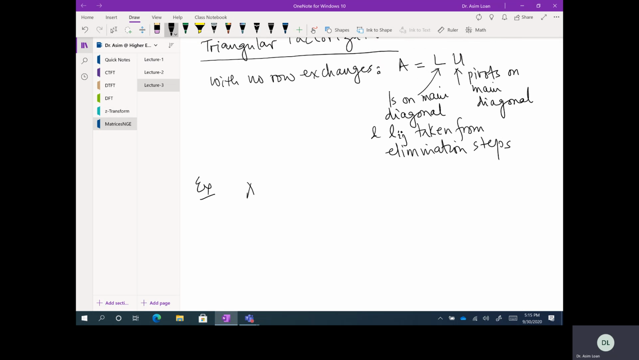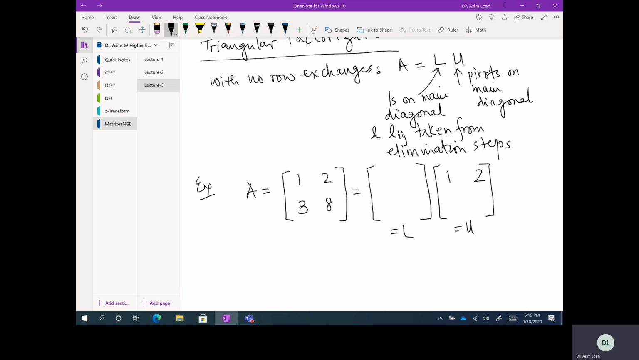So example 1, A equals 1, 2, 3, 8, which I can directly write as L and U. This is L, this is U. The first row will be the same, 1, 2. To get rid of this 3, I want to do minus 3 R1 plus R2. So lower triangle, this is 1, this is 1, this is 0. You can always write this directly. Then you need to negate the minus 3, so this will be plus 3 here. And when you do this, this is 0, this is 8, and this is 2.